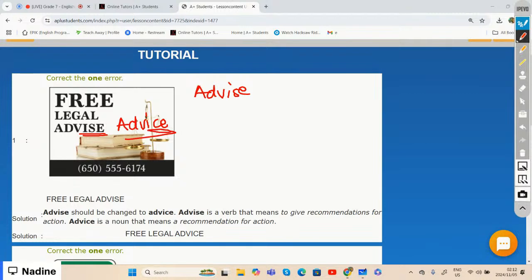And there is a difference between advise and advice. Advice over here is a noun, and then this one, advise, is a verb. It's the action that takes place. It is someone recommending something, giving recommendations for action, for something to do.